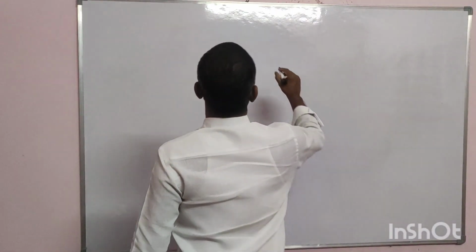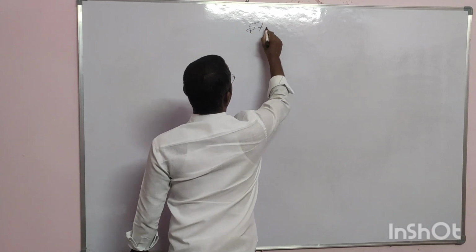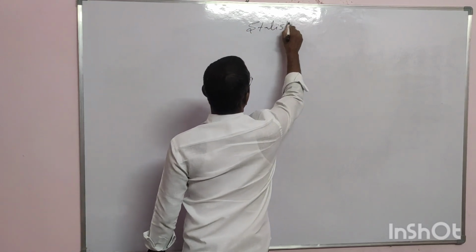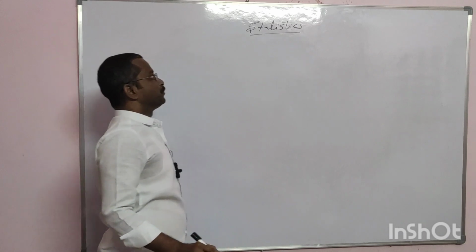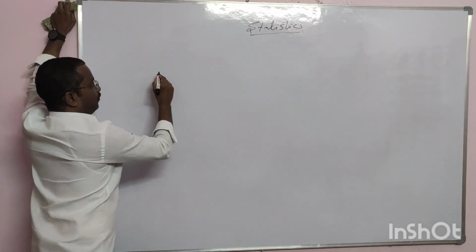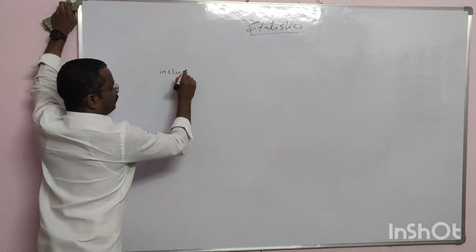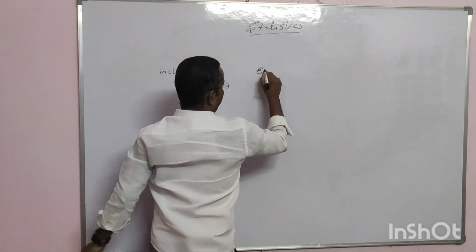Okay, let's complete the statistics review total. In statistics, two kinds of data will be there. One is inclusive data, one is exclusive data.